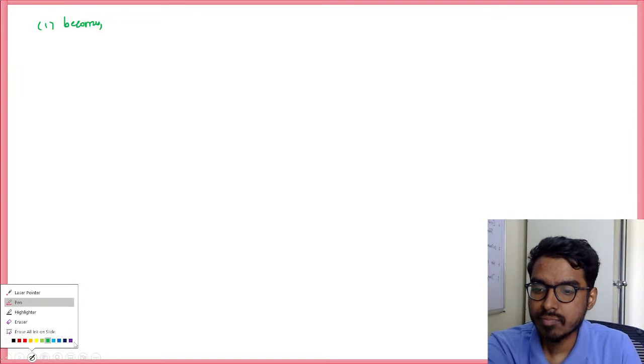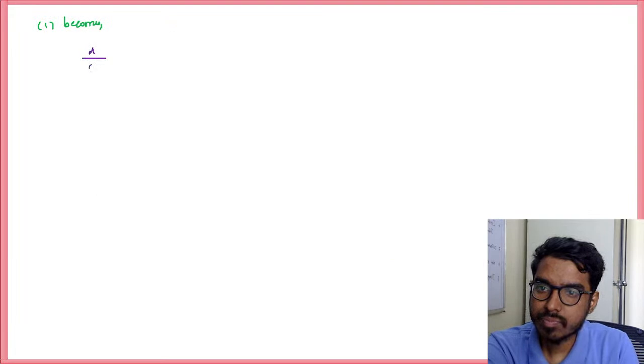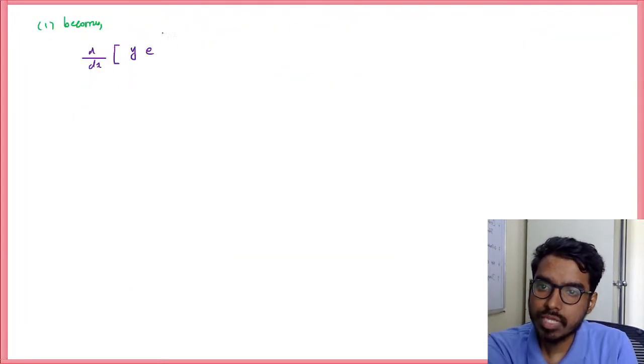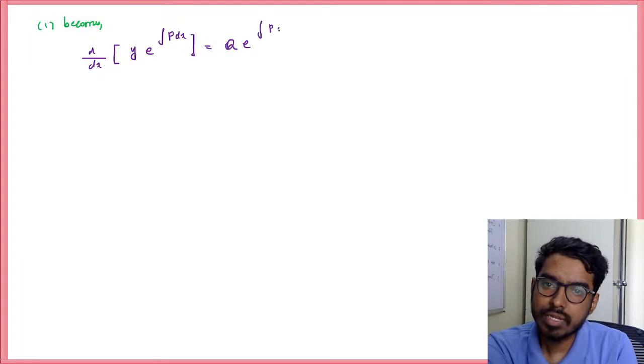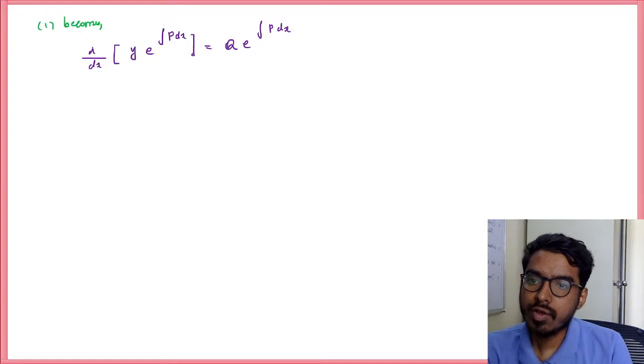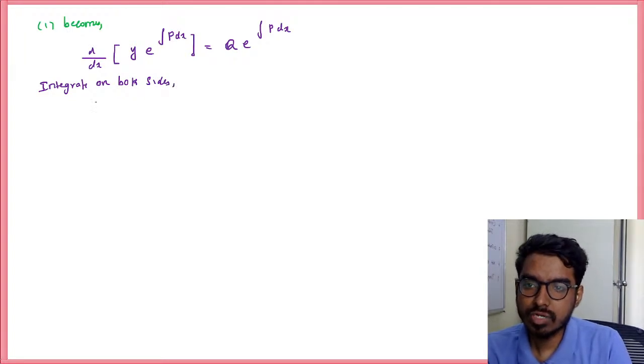So equation 1 becomes, I can replace this entire term by d by dx of y into e power integration of P dx is equal to, already we have Q into e power integration of P dx. So we have d by dx of something is equal to Q e power integration of P dx. Integrate on both sides.